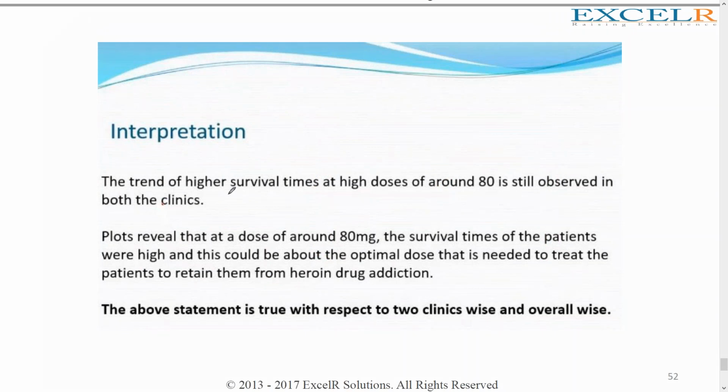So interpretation: the trend of higher survival rates at a high dose of around 80 is still observed in both the clinics. So plots reveal that around 80 mg the survival times of the patients were high, and this could be the optimal dose. So from now on, decide that yes, this is the optimal dose that needs to be given for the drug addict patients, so that they retain with you.